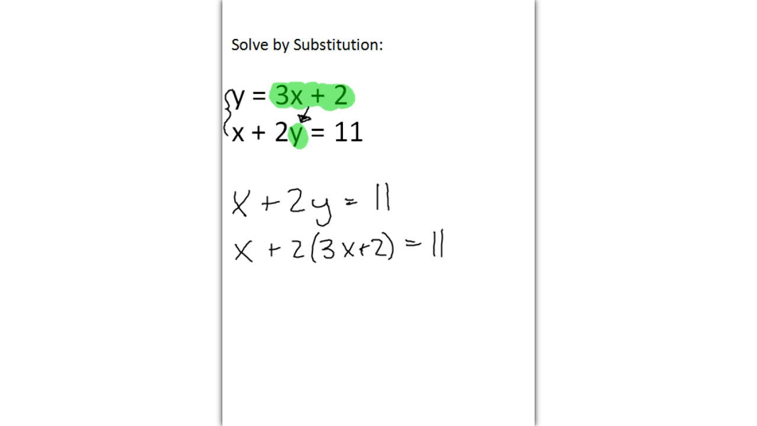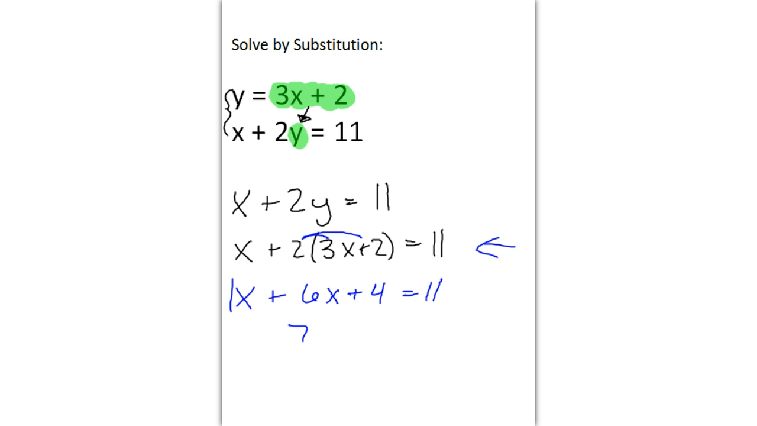And now if you notice on our equation, this bottom line here, we have all x's. Before we had x and y, and now we have just all x's. So we're going to distribute and solve this equation here. We have x plus 2 times 3 is 6x, and then 2 times 2 is 4, equals 11. So now we'll go ahead and solve this equation.